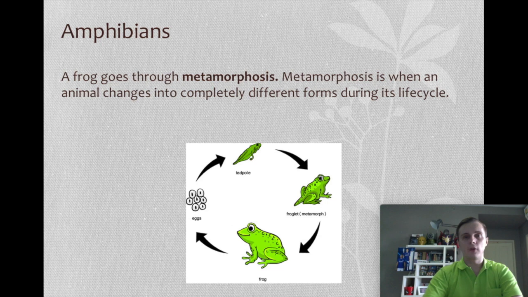So, a frog goes through metamorphosis. I said that word last week as well when I was talking about insects. Metamorphosis is when an animal changes into completely different forms during its life cycle. So you can see this outline here. We've got the egg, the tadpole, the froglet, and the frog. The tadpole stage is completely different to the adult frog stage, as we will talk about now.